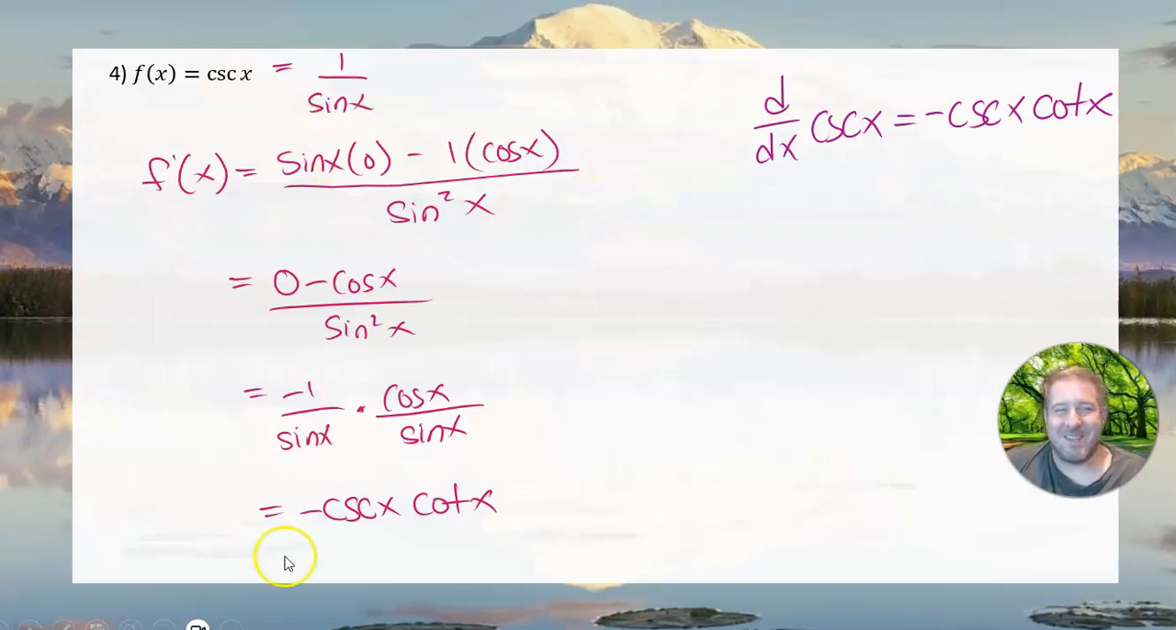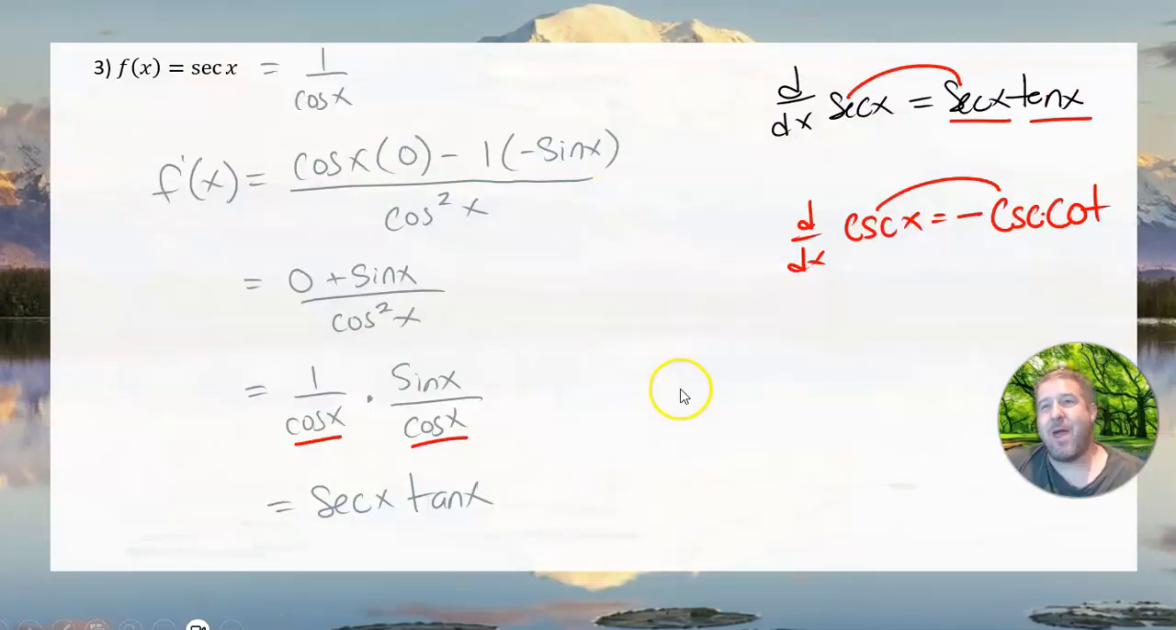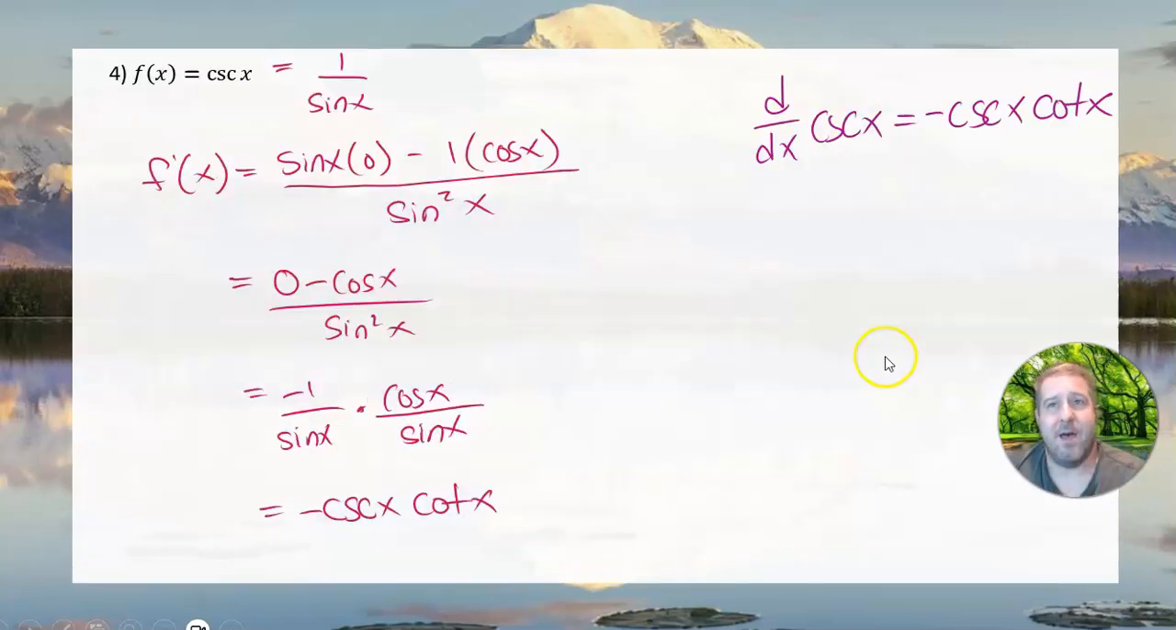And there it is. You can see the reason why it comes out the way it does. But yeah, that is my way of memorizing it: secant and cosecant are just themselves times the version of tangent that matches it. And if it starts with a C, it's got to have a negative.